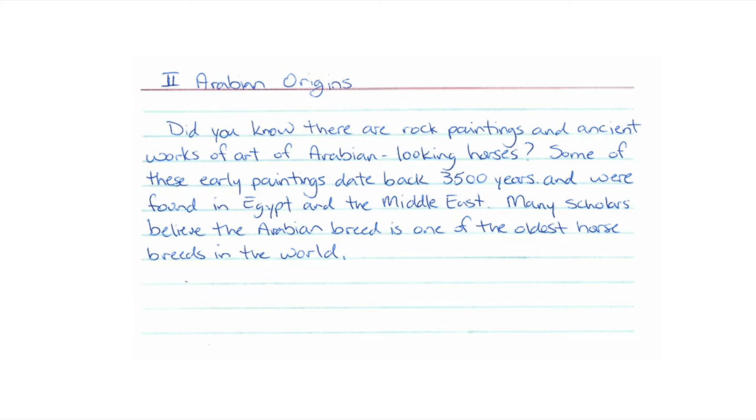And on our cue notes, we have things written out in full sentences. Did you know there are rock paintings and ancient works of art of Arabian-looking horses? Some of these early paintings date back 3,500 years and were found in Egypt and the Middle East. Many scholars believe the Arabian breed is one of the oldest horse breeds in the world. So great, there's my speech on my notes, and it's somewhat interesting.